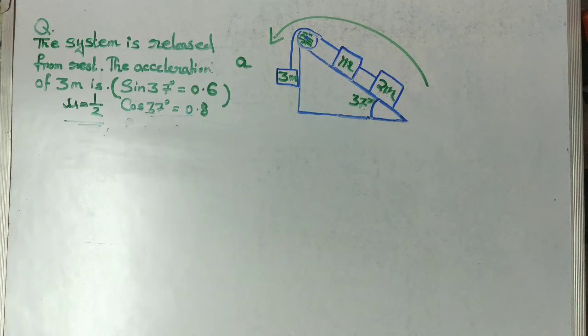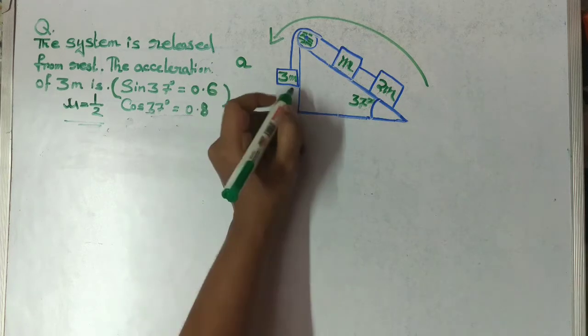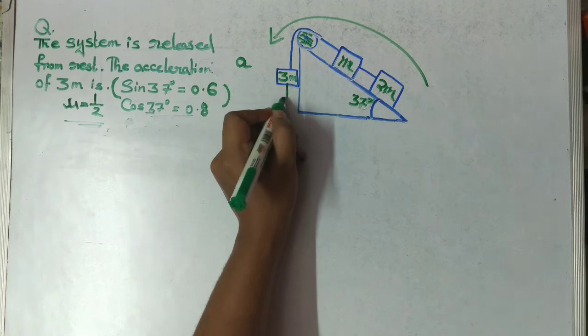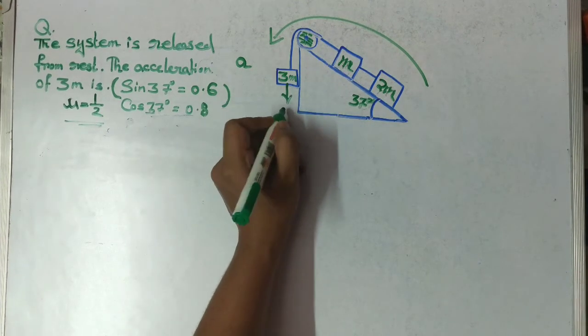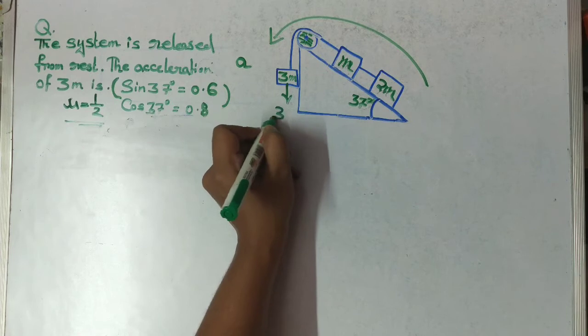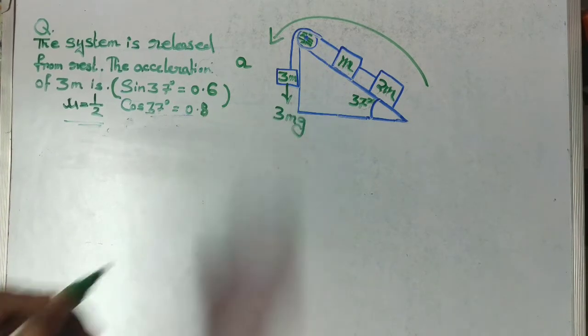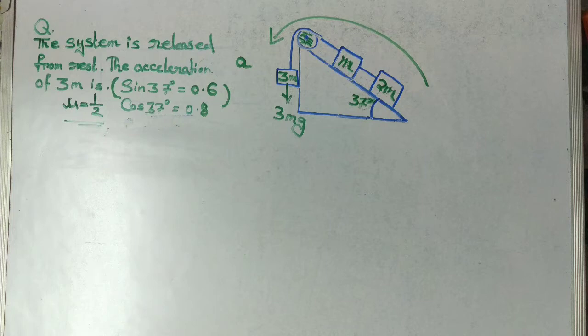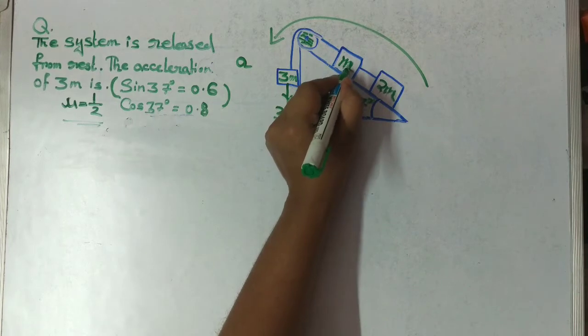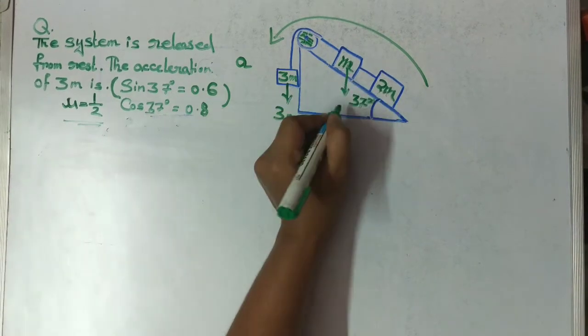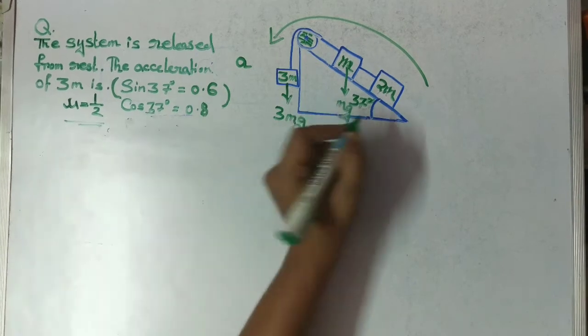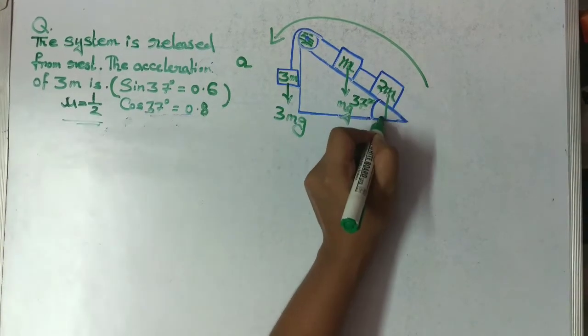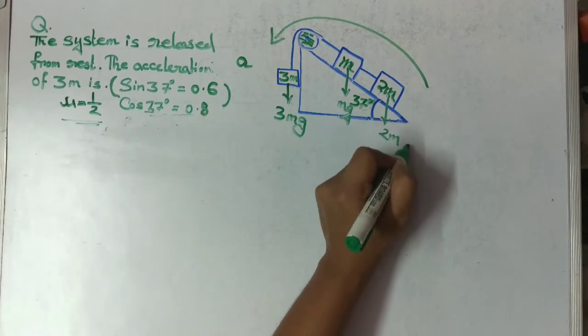Now, for the mass of 3m, the weight is working in the downward direction, which equals 3mg, and for the mass m, the weight will be in this direction, mg, and similarly for mass 2m, the weight is 2mg.